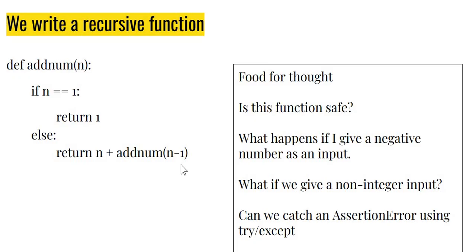Of course, we can fix that by using try and except. I can assert that n is positive. Or if you want to be simple, you can just have if n greater than 0, then you do all this, right? Just food for thought.